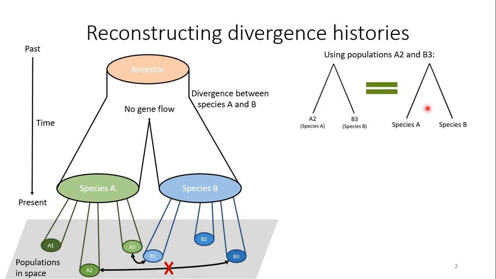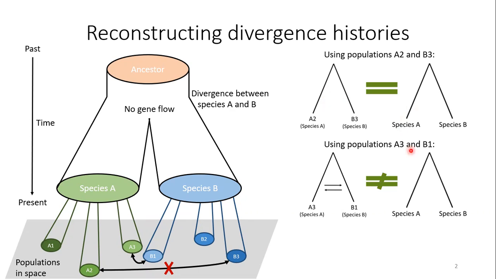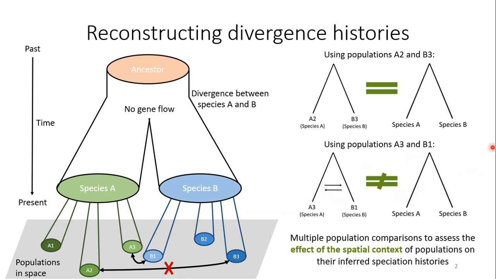But if we were to use populations A3 and B1, the history between these populations would not match the overall species history. And so we performed multiple population comparisons to understand the effect of the spatial context of populations on their inferred divergence histories.